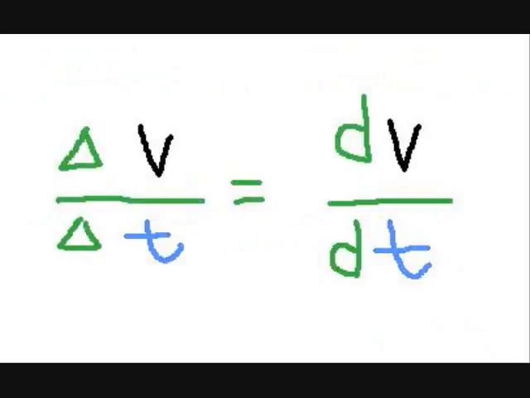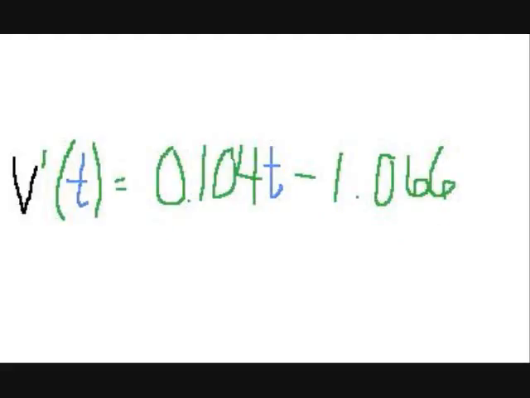Now, we need to find the volumetric flow, or the change in volume over change in time. This is written as delta V over delta T. And mathematically, this is taking the first derivative.